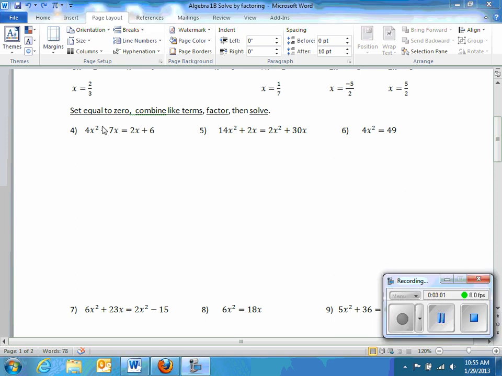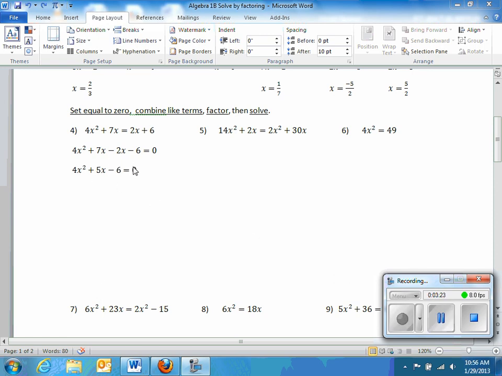All right, let's start by moving the 2x to the left and the 6 to the left. The 2x will become negative 2x and the 6 will become negative 6. So that's step 1. I set the equation equal to 0. Now step 2, I have to combine like terms. The only like terms here are the 7x and the negative 2x, which we can combine to give us 5x.